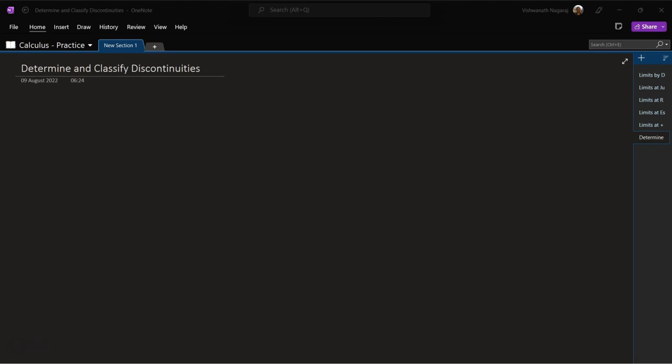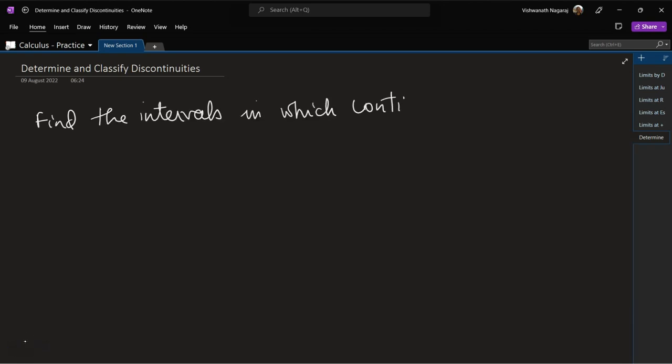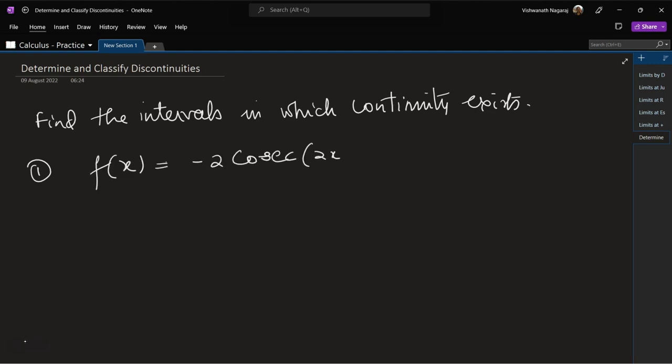Let's look at determining and classifying discontinuities. First set of questions, we have to find the intervals in which continuity exists. Okay, let's look at the first one. The function given is f of x equal to minus 2 cosec 2x, and we have to find it in this interval, minus pi to pi.